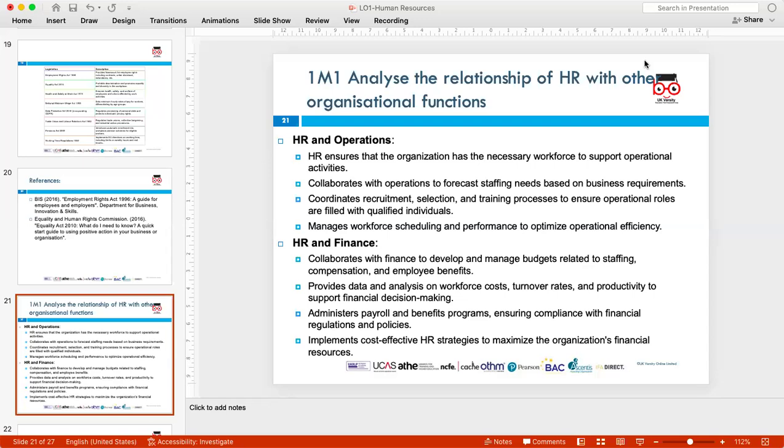HR and finance. The relationship between HR and finance is to collaborate with finance to develop and manage budgets related to staffing, compensation, and employee benefits. HR provides data and analysis on workforce cost, turnover rates, and productivity to support financial decision making. It administers payroll and benefit programs, ensuring compliance with financial regulations. It also implements cost-effective HR strategies to maximize the organization's financial resources.